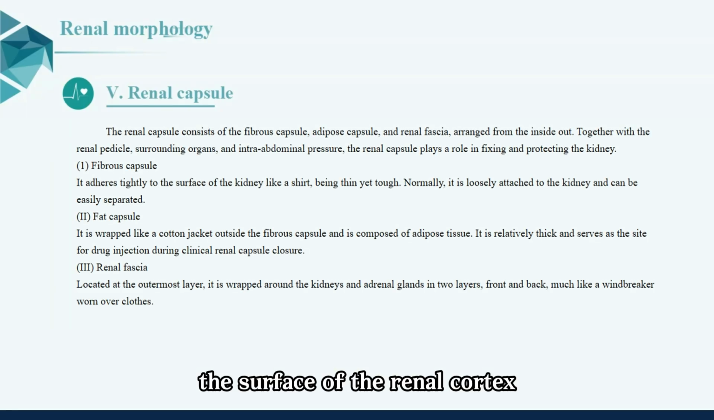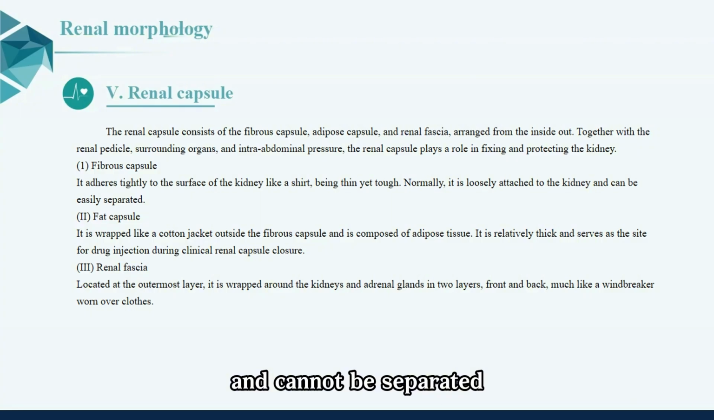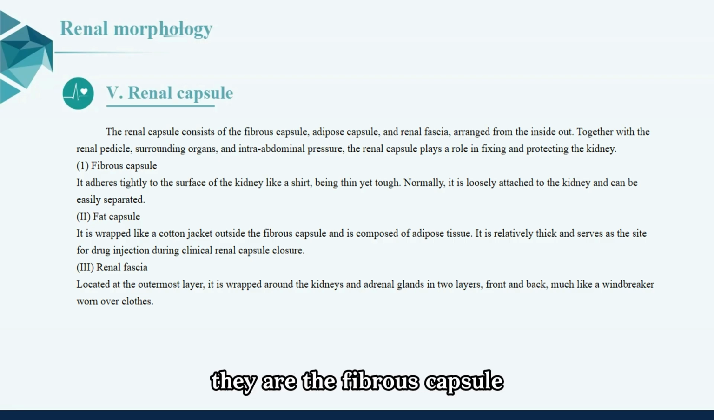4. Renal capsule. The surface of the renal cortex is covered by a muscular coat composed of smooth muscle fibers and connective tissue. It is tightly adherent to the renal parenchyma and cannot be separated. It enters the renal sinus and lines the walls of the sinus, except over the renal papillae. Besides this muscular coat, the renal capsule is usually divided into 3 layers. Namely, from inside out they are the fibrous capsule, adipose capsule, and renal fascia, in order.